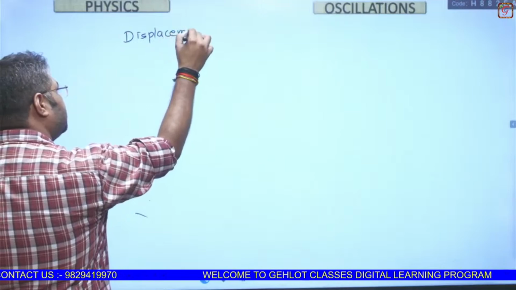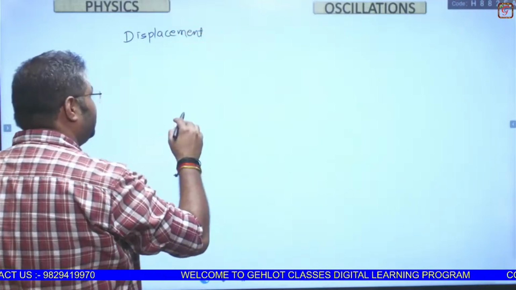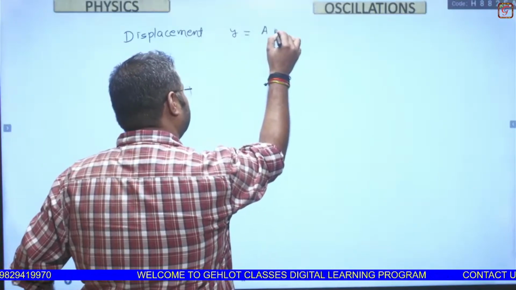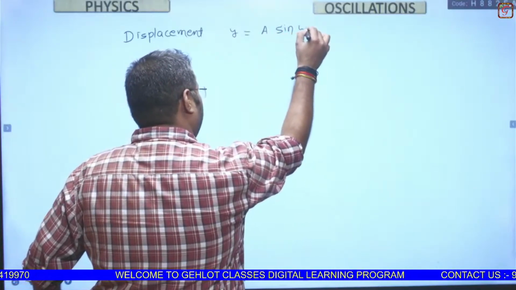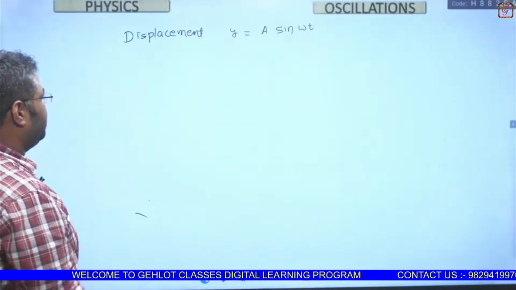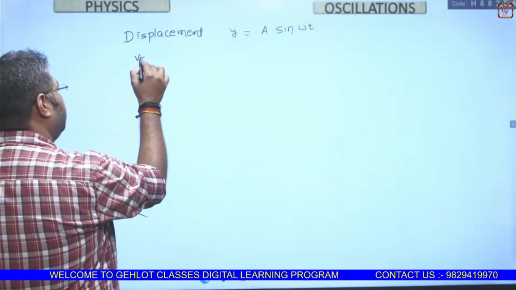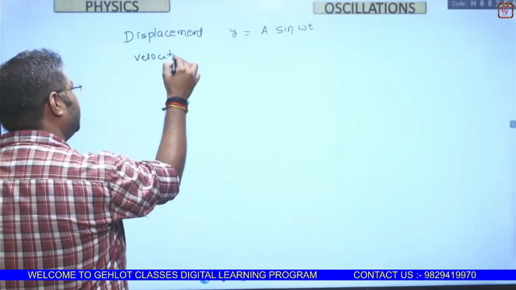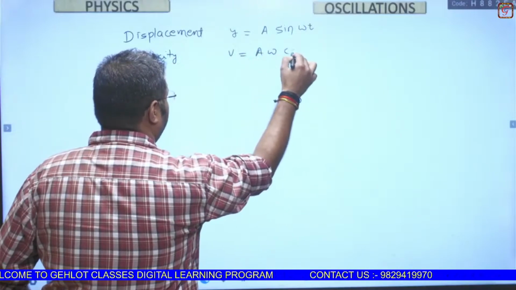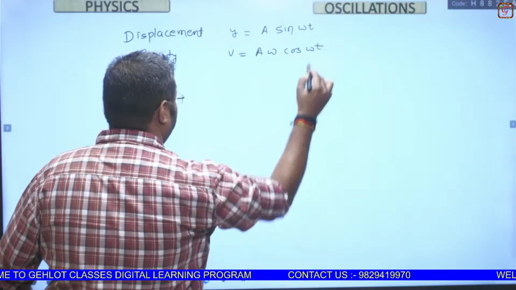If we take initial phase as 0, the displacement equation can be written as y = a sin omega t. Now tell me what will be the velocity. Velocity can be expressed as v = a omega cos omega t.